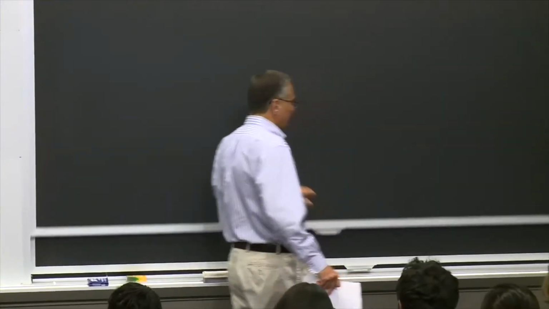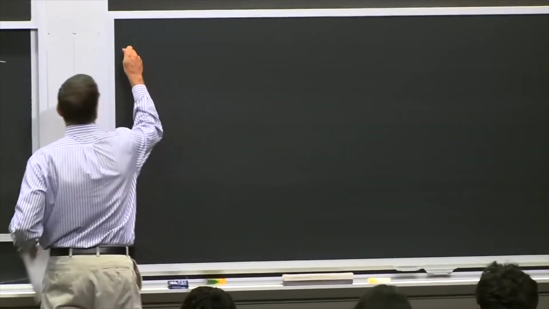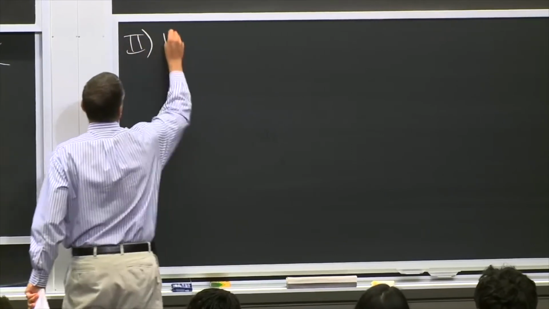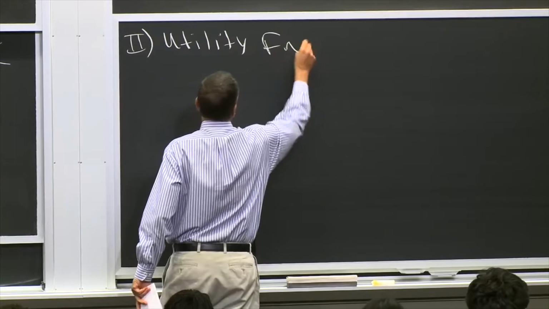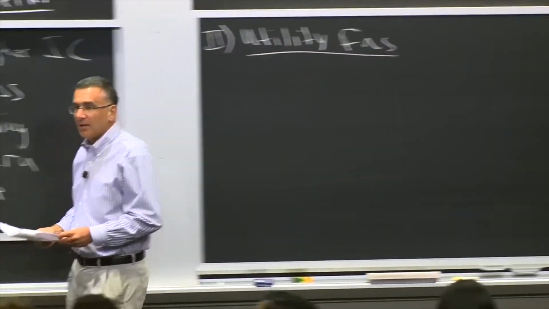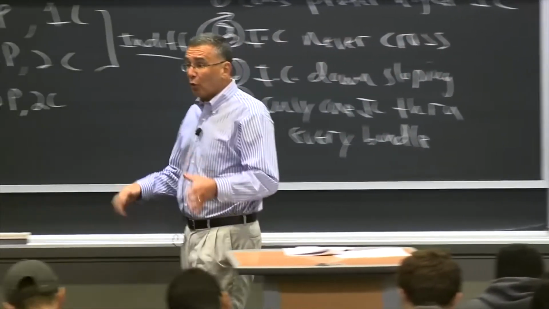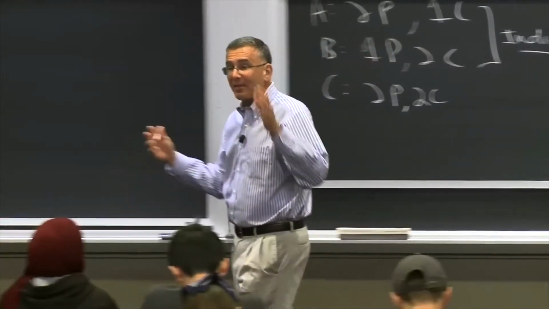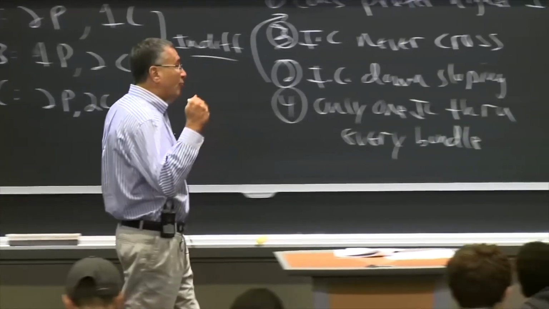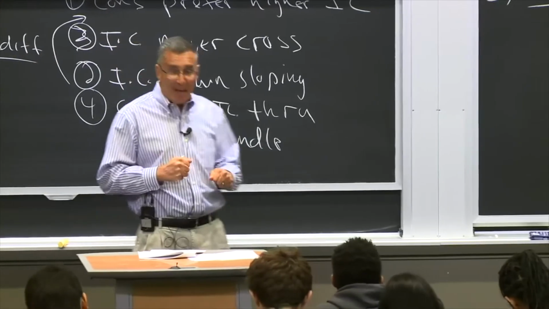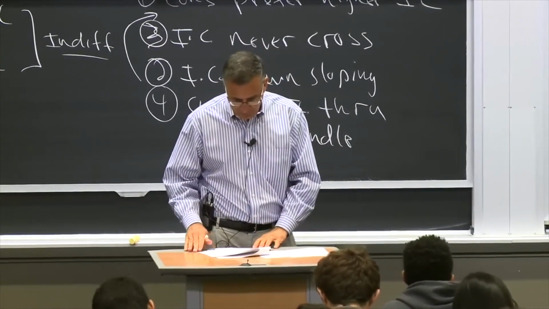Okay, so now we're going to move from preferences, which we represent graphically, to utility functions, which we're going to represent mathematically. Remember, I want you to understand everything in this course at 3 levels: graphically, mathematically, and most importantly of all, intuitively. Okay? So graphic is indifference curves. Now we'll come to the mathematical representation, which is utility function.